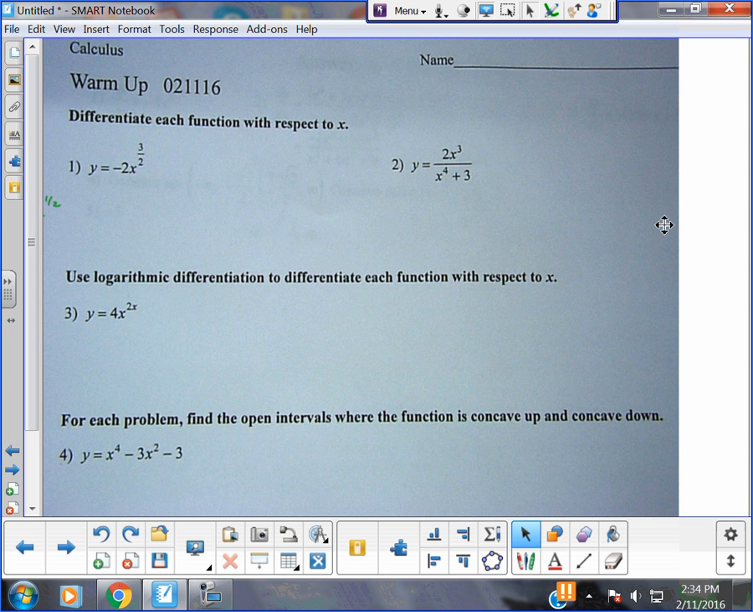It doesn't matter that it's a fraction, right? So you bring the 3/2 times the -2, and you reduce the power by 1, and I think you get y prime equals -3/2 x to the half.